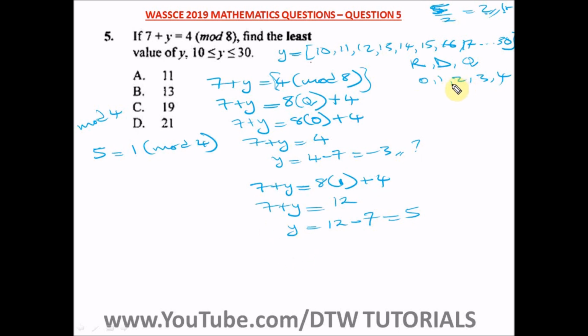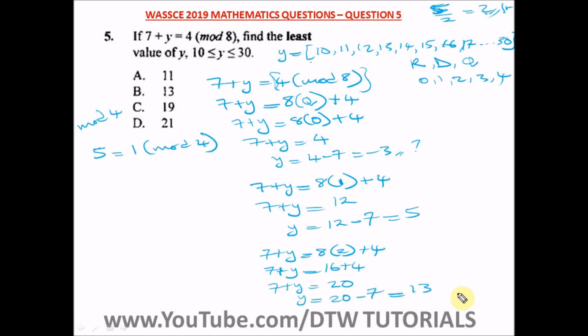So let us try q is equal to 2. So we have 7 plus y equal to 8 bracket 2 plus 4. All right, so here, what is 8 times 2? That's 16. 16 plus 4, we have 7 plus y. And what's 16 plus 4? That's 20. Taking 7 to this side, we have y is equal to 20 minus 7. And what would this give us? 13. So y is equal to 13. And you can see that this falls in between the range of y.